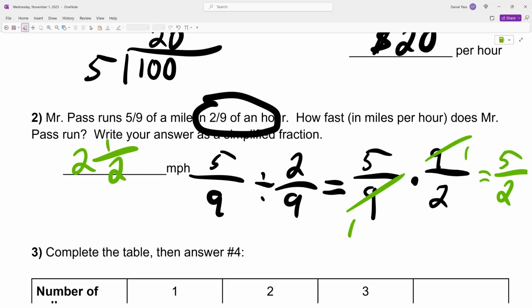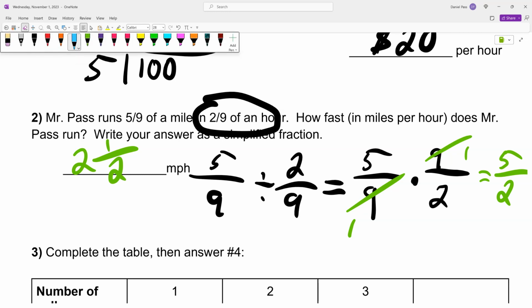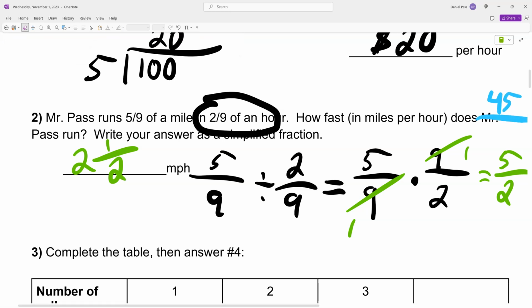Now, if you multiplied across, if you did 5 times 9, what would you have gotten? You would have gotten 45 on top, and 9 times 2, 18. And then you can divide those two by 9 later. But for me, it's easier to divide it first. Any questions? We good?